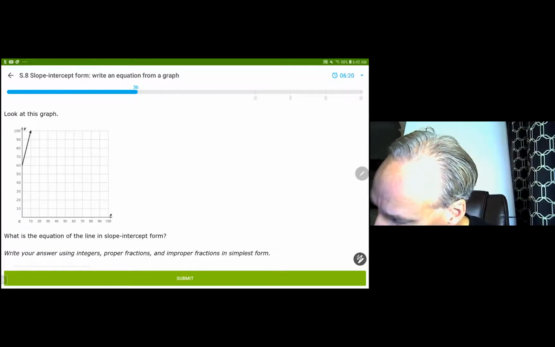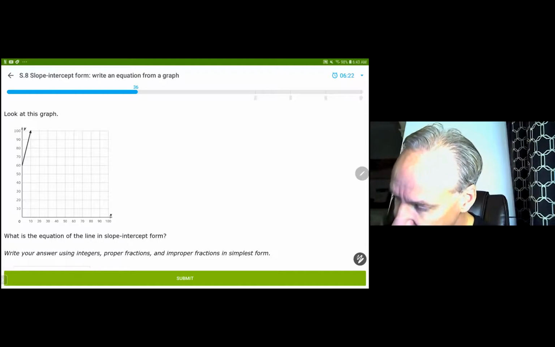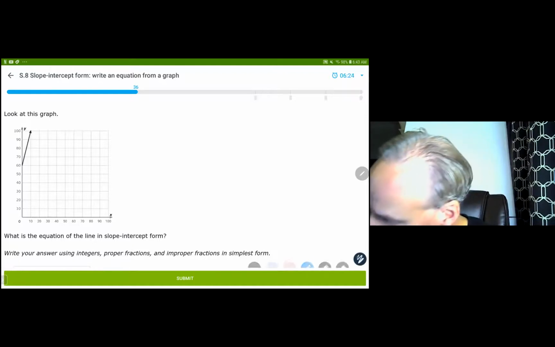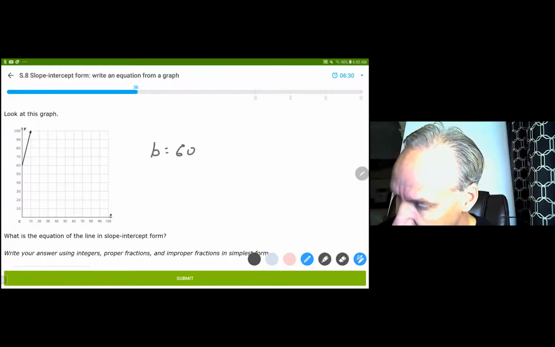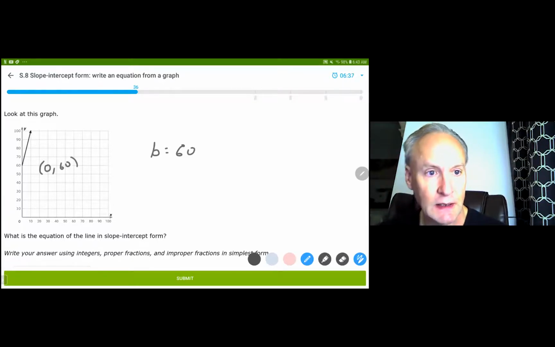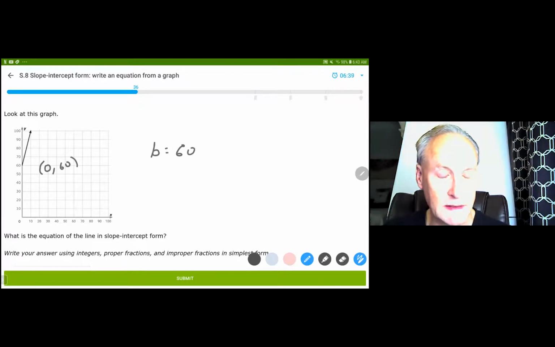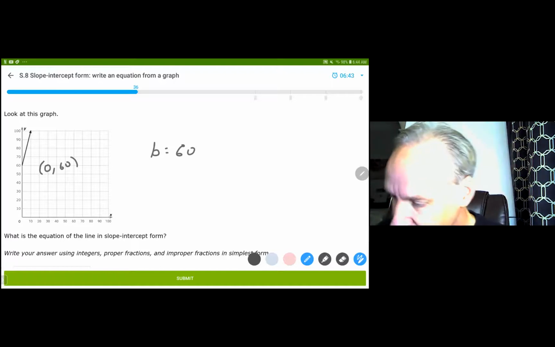All right, so it looks like we're going through 0, 60, of course. So B is 60. Remember, the y-intercept isn't 60, it's the point 0, 60. It's also our starting point. If this was a word problem, then it might start at $60 if I were saving money, for example.